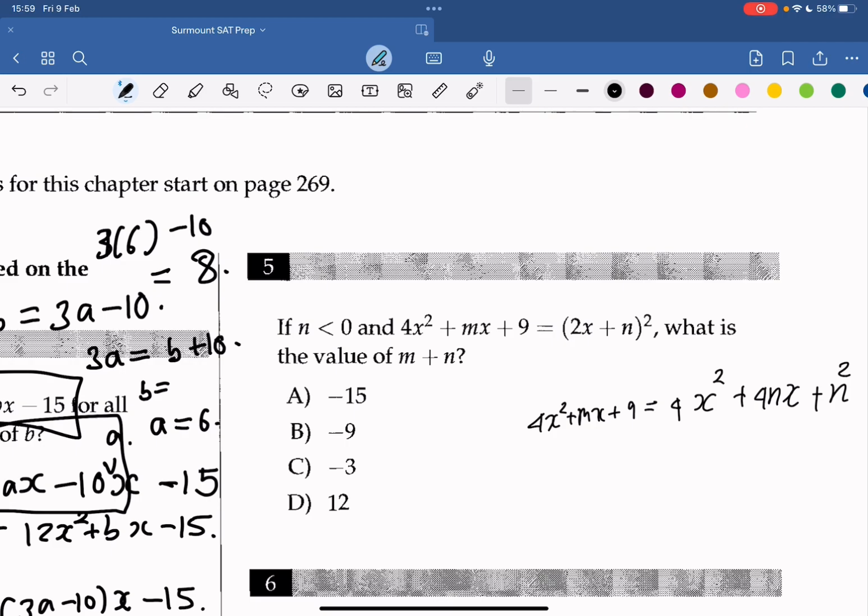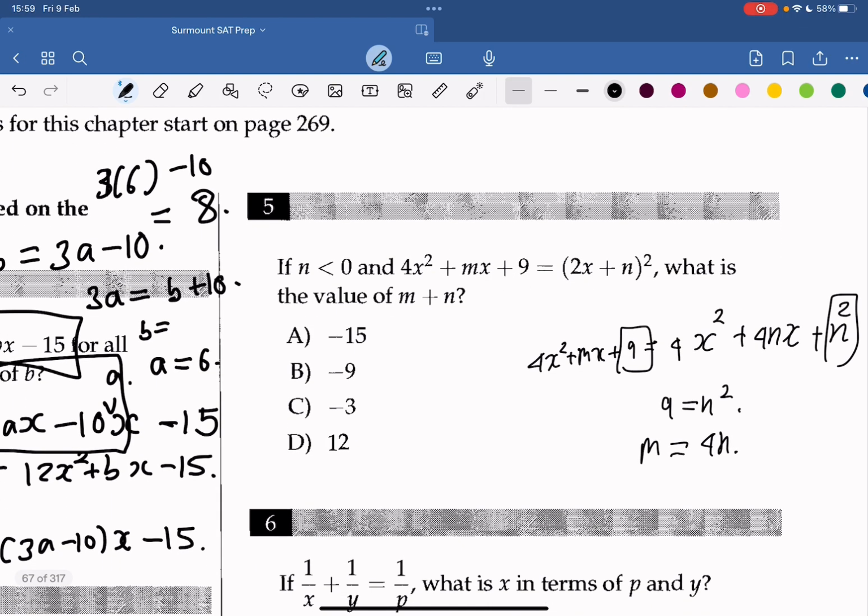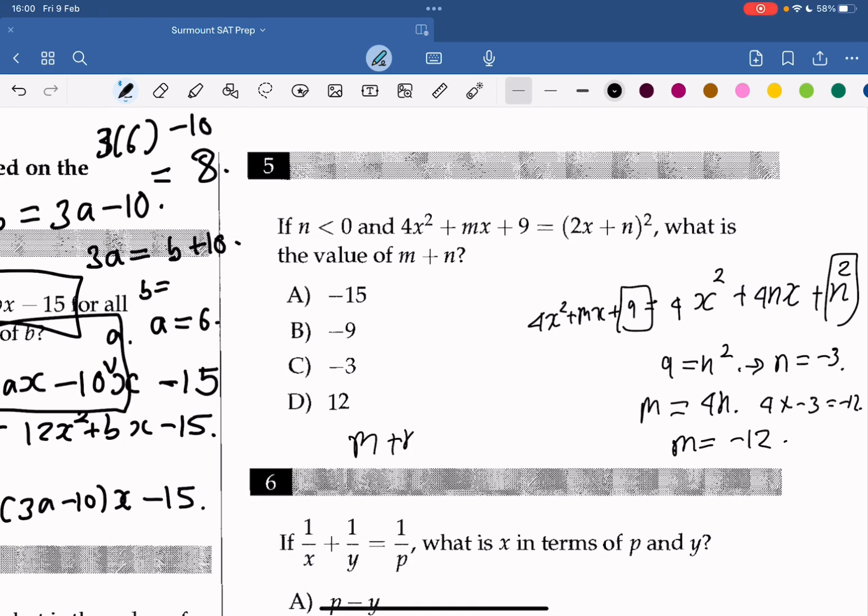And if we compare both sides, we can see that 9 is equal to n squared. So we can write 9 is equal to n squared, and also m is equal to 4n. Thus, we can find the value of n, which will be equal to negative 3, and m will be equal to negative 12, because 4 times negative 3 is equal to negative 12. So we need to find m plus n, which is essentially negative 12 plus negative 3, which will give us negative 15, so the answer is A.